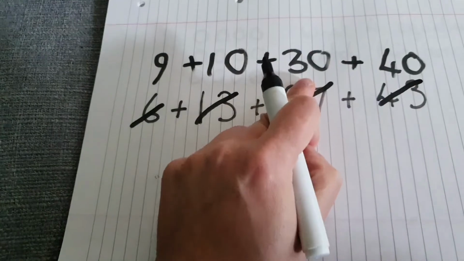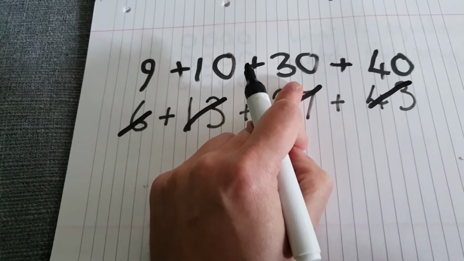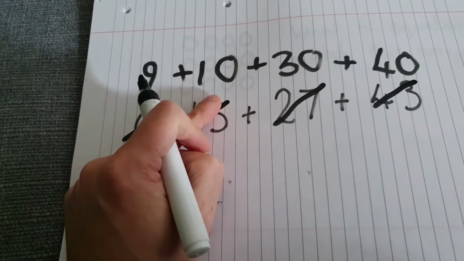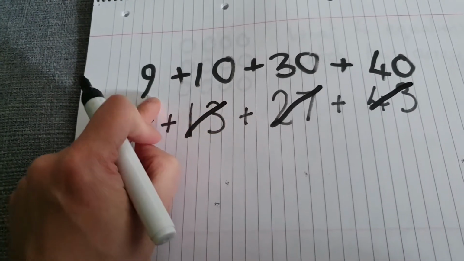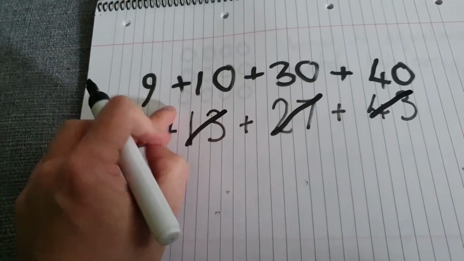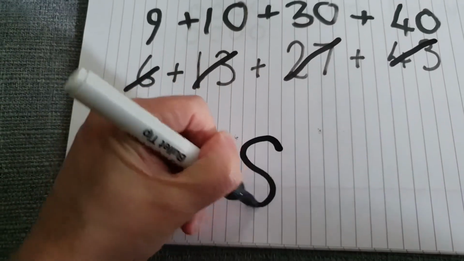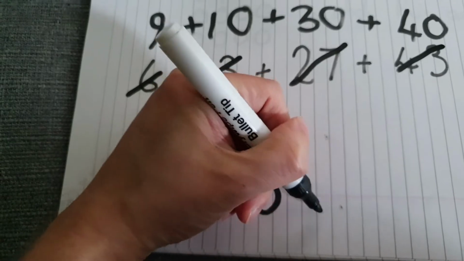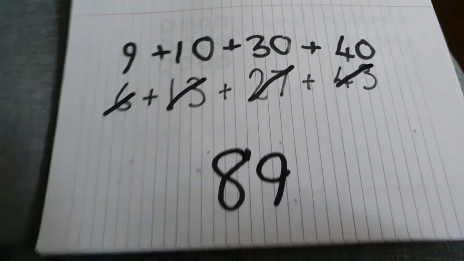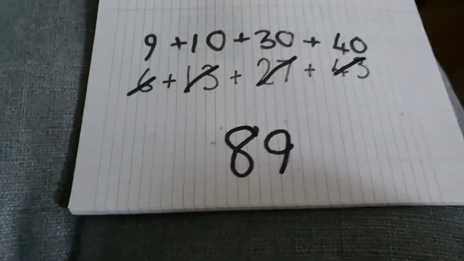So I've got 40 add 30, which is 70. Add 10, which is 80. 80 has nothing in the ones column, so I simply slot the ones in. 80 add 9, the answer 89. And if you used the house number method, fantastic, well done.